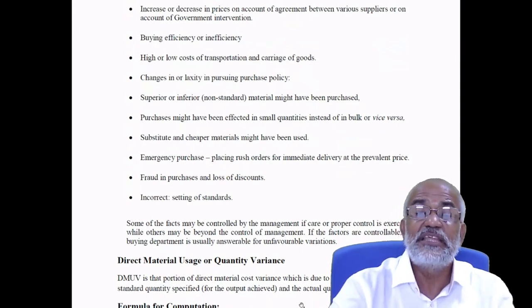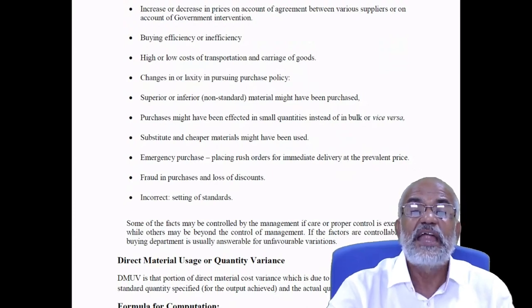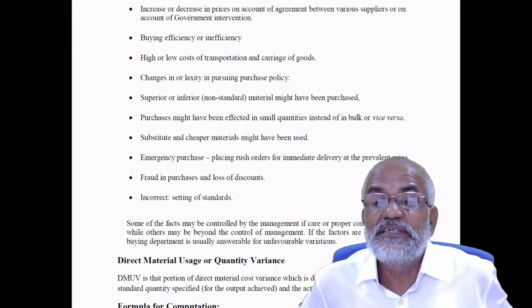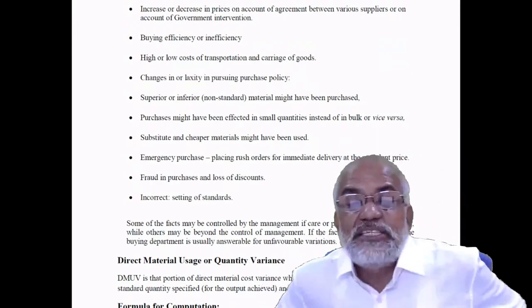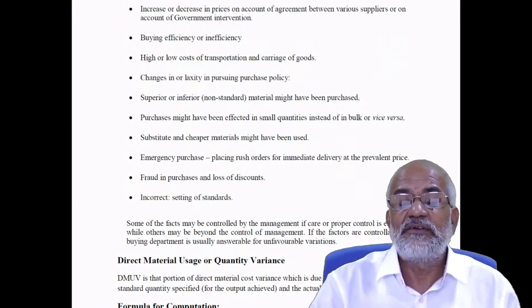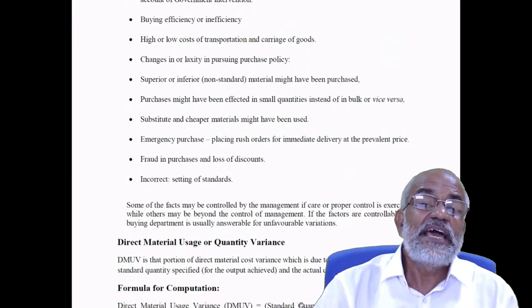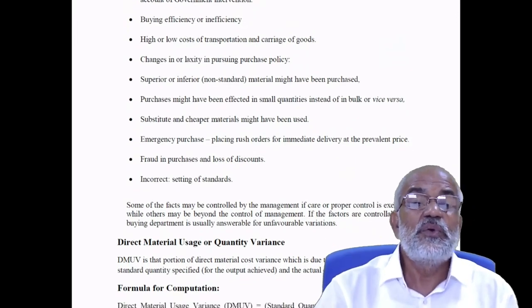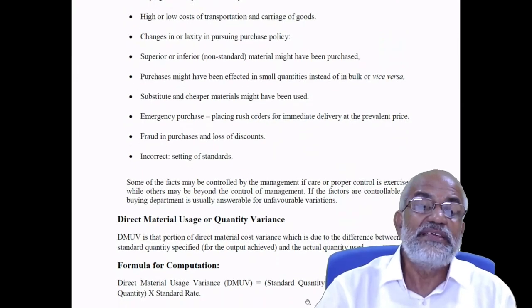Out of the reasons given here, some are within the control of the management and some are beyond the control of the management. If the factors are controllable, the buying department is usually answerable for the unfavorable variance on the unfavorable reason of direct material price variance. Then after direct material price variance, we will go to the direct material usage or quantity variance.